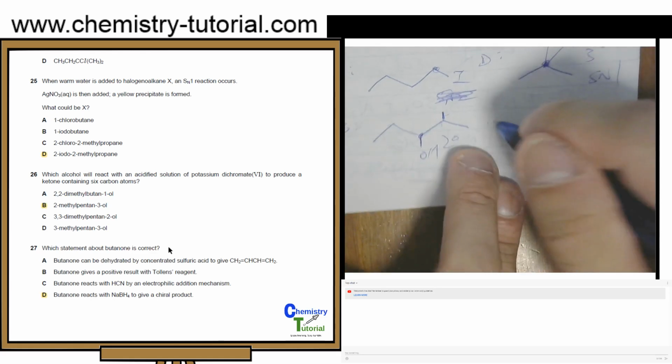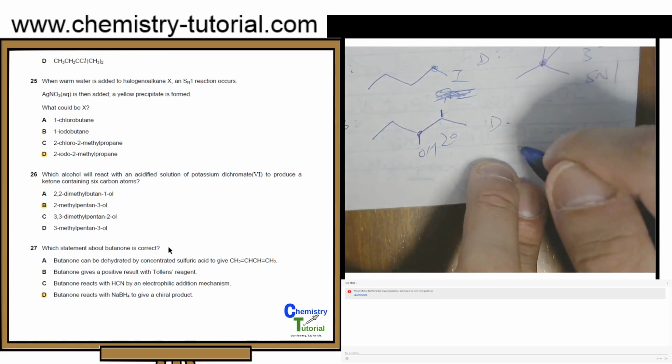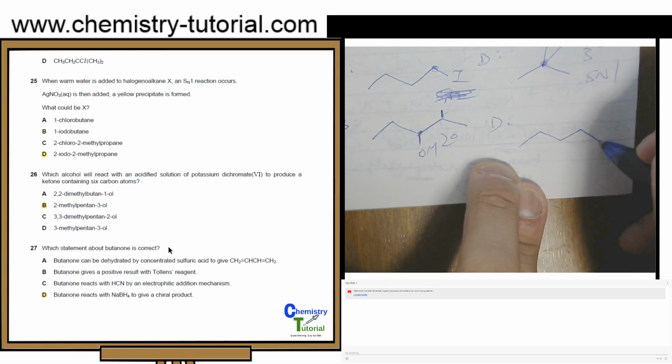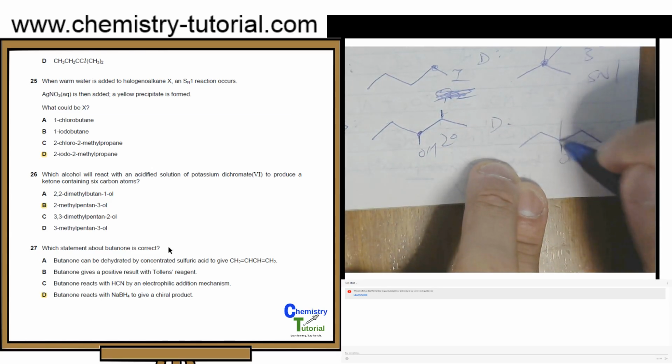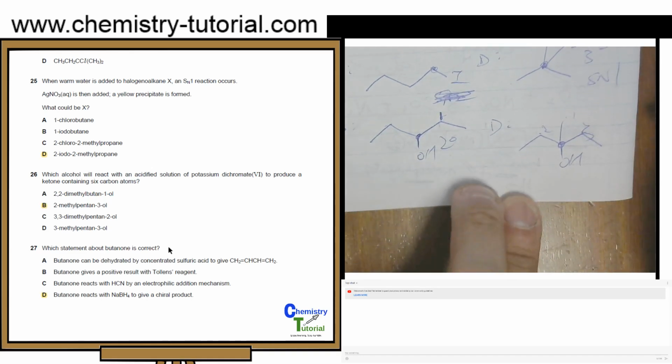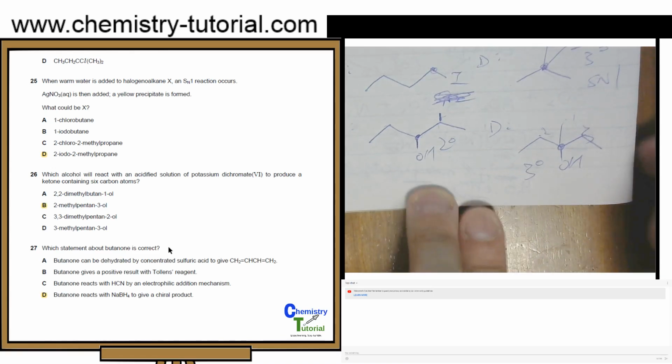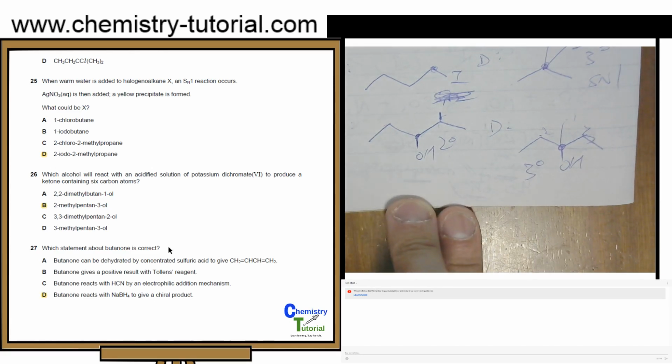But let's see why D is wrong. Methane, ethane, propane, butane, pentane. So over here, we have 3-methyl. That means this carbon is actually linked to 1, 2, 3 different alkyl groups. That means this is a tertiary alcohol. A tertiary alcohol cannot be further oxidized, even if you use a stronger oxidizing agent such as potassium permanganate. Hence, question 26, answer is option B.